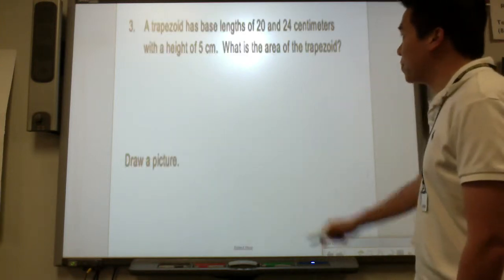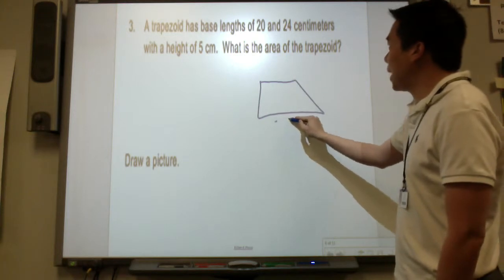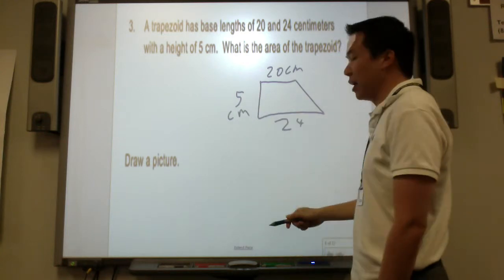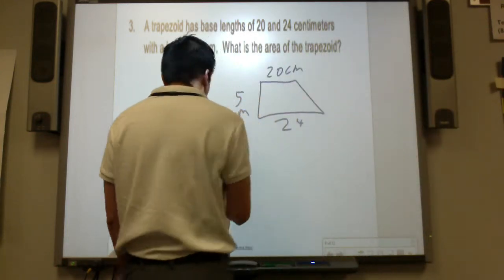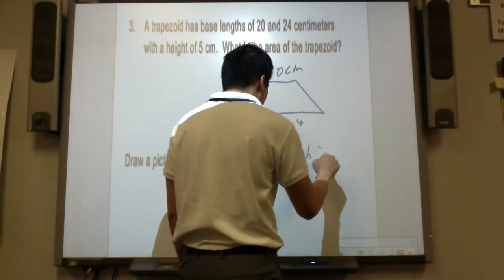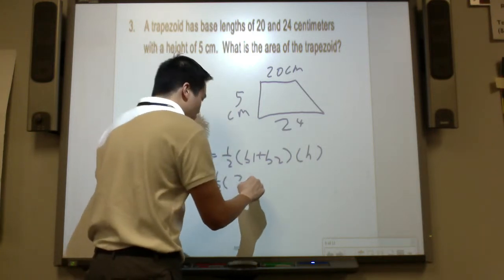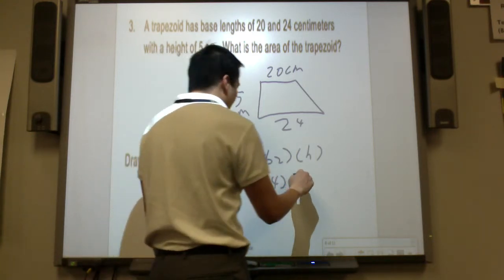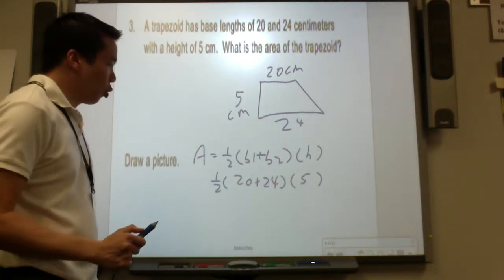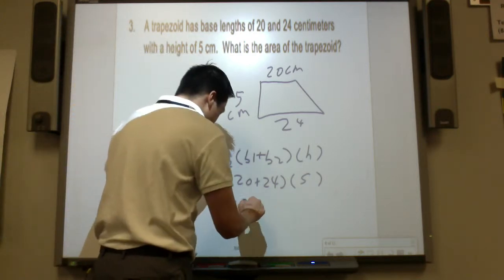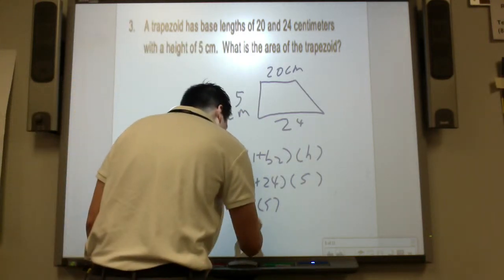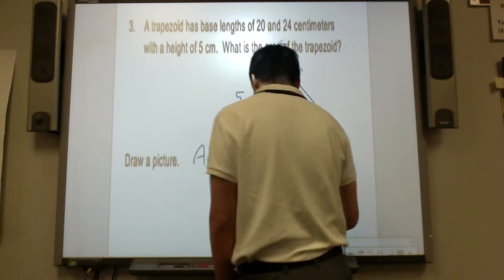Next one. A trapezoid has base lengths of 24 and 20 centimeters. The height is 5 centimeters. So again, what is the area of the trapezoid? You do half of base 1 plus base 2 times height. So I add up the two bases. The two bases are 20 and 24. Then the height is 5. So what's 20 plus 24? It is 44. Half of 44 is 22. 22 groups of 5 is, I believe, 110 square centimeters.